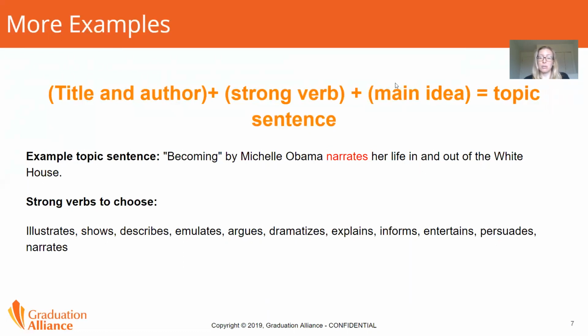And then you have to figure out the main idea. Your previous lessons in the course have talked about how to find the main idea. The main idea is the general idea of the paragraph or the article. And the general idea of this book was her life in and out of the White House. So altogether, the topic sentence is: Becoming by Michelle Obama narrates her life in and out of the White House.